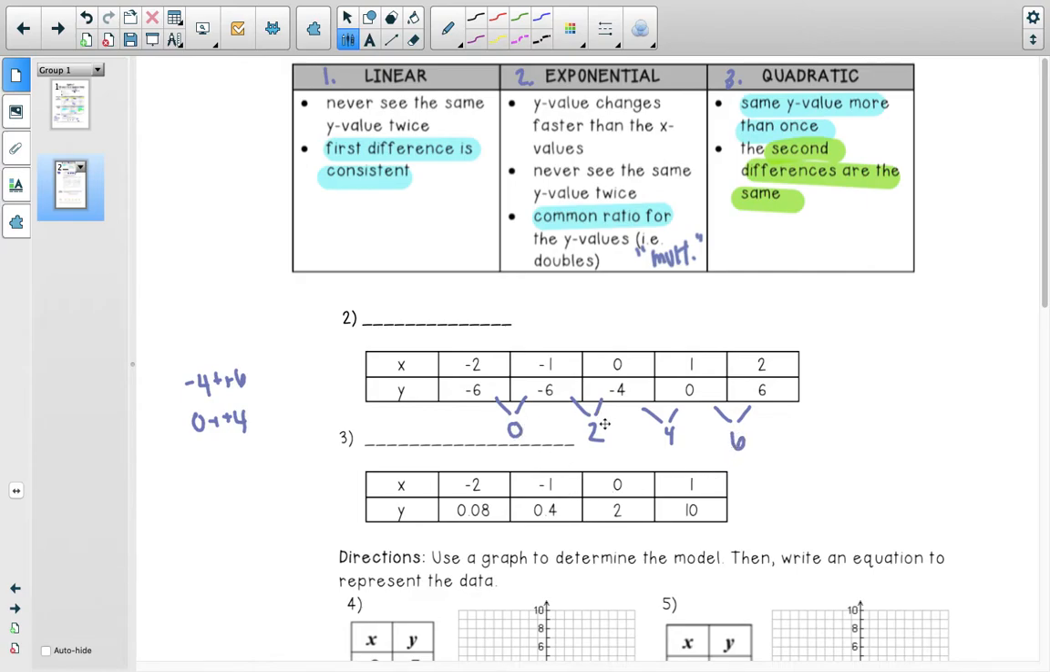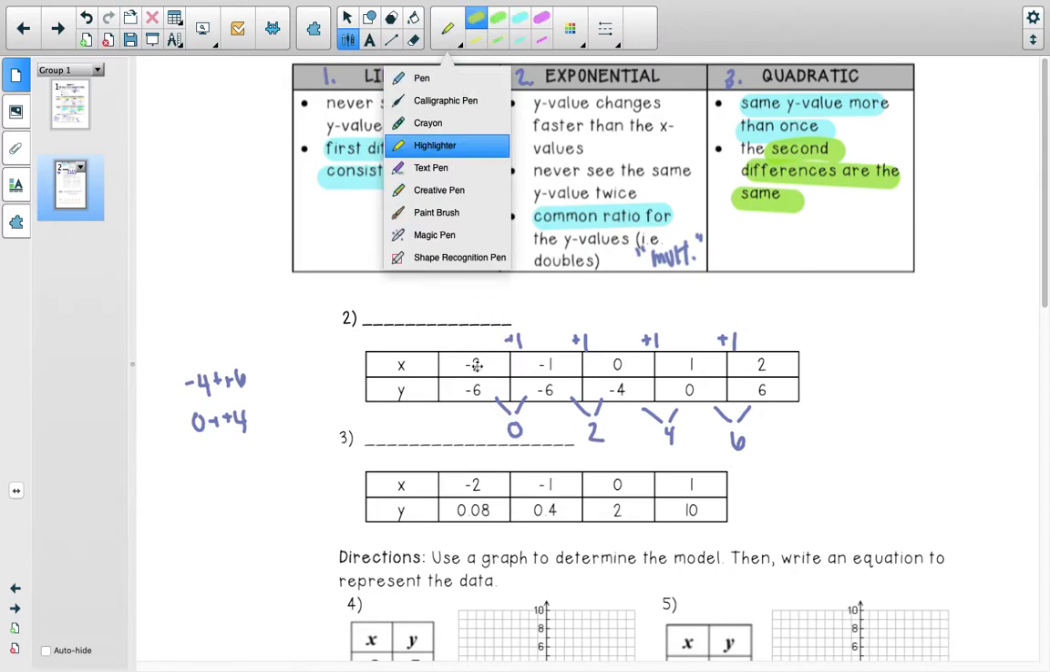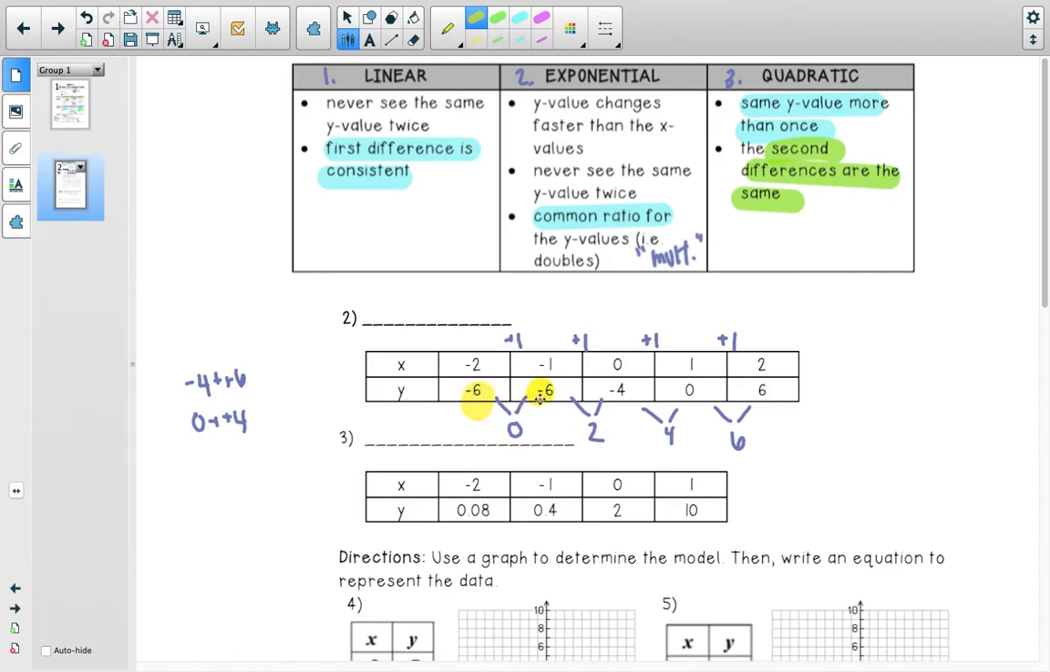All right, so these aren't consistent, and we do know that these are going up by 1, so we're good there. So for that reason, the first difference is not consistent. That's not an option. It's not linear. But there's something you should notice, and you should notice that there's a repeat of numbers. And right here it says never the same y value twice.